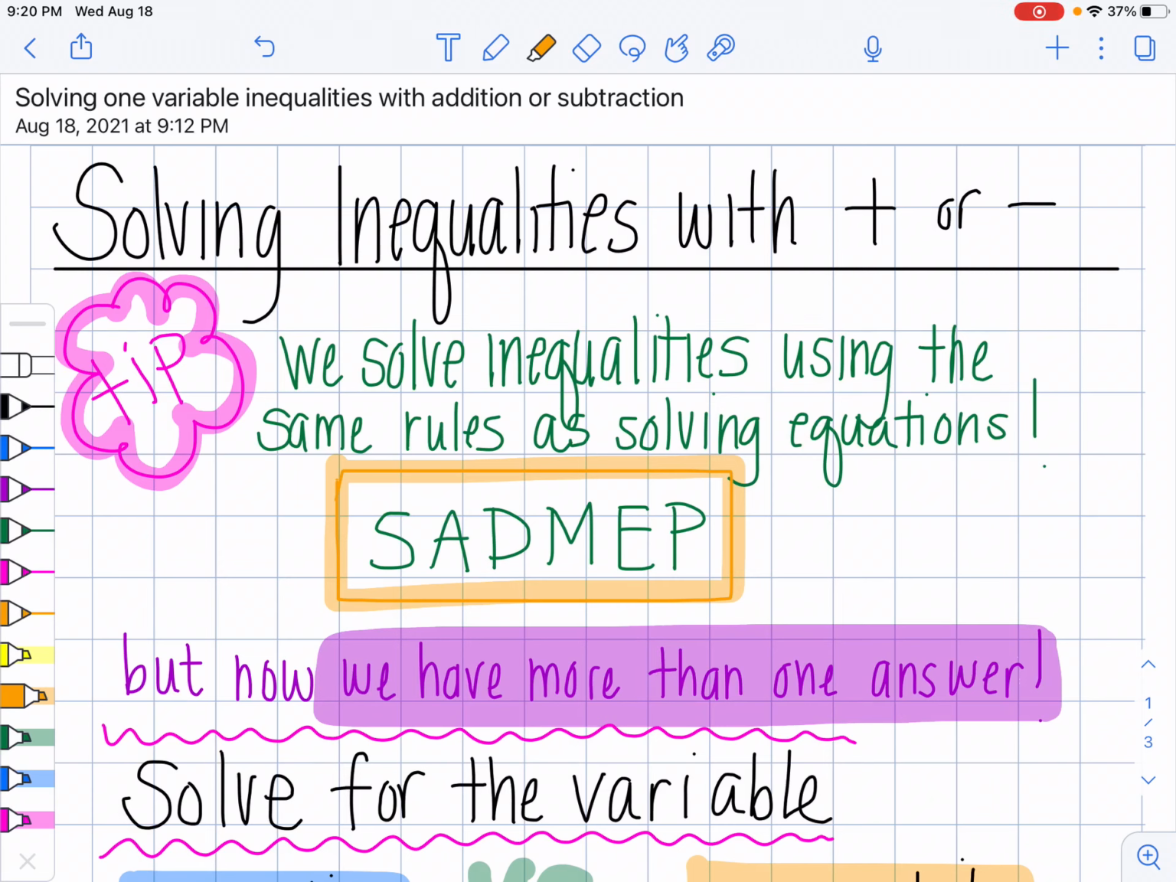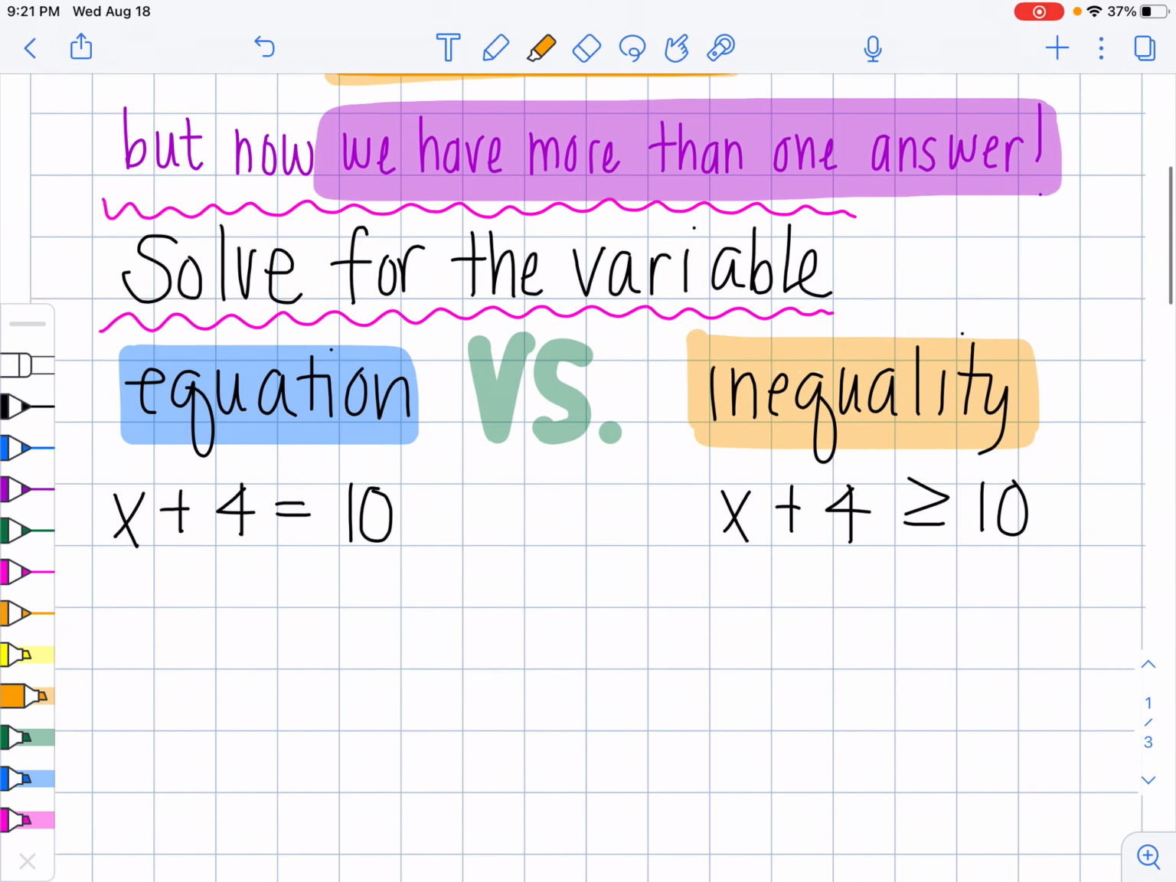Hello, in this video we're going to learn how to solve an inequality with addition or subtraction. So I want you to remember this tip. When we solve inequalities, we are going to use the same rules as when we solve an equation. So these inequalities here, I'm going to solve them exactly the same as I would if it was an equation. That means with an equals versus an inequality: greater than, less than, greater than or equal to, less than or equal to. So I want to show you how that works.